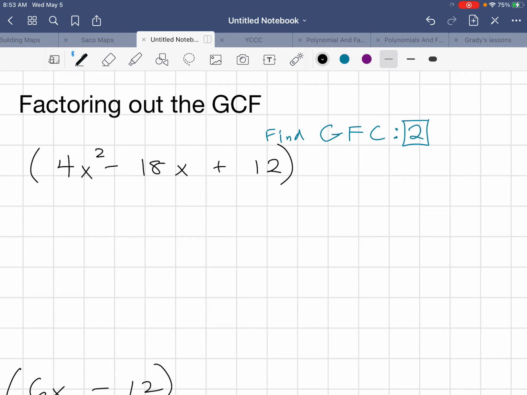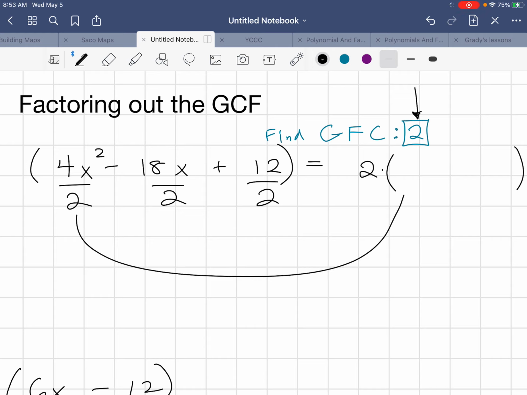So what I'm going to do here is essentially rewrite this whole parenthesis again, because I'm going to take that 2 out of each of those terms. Essentially, now I'm putting that 2 in front. So it's really now 2 times whatever's left. Now how do I get whatever's left? I'm going to basically just divide each piece by the GCF.